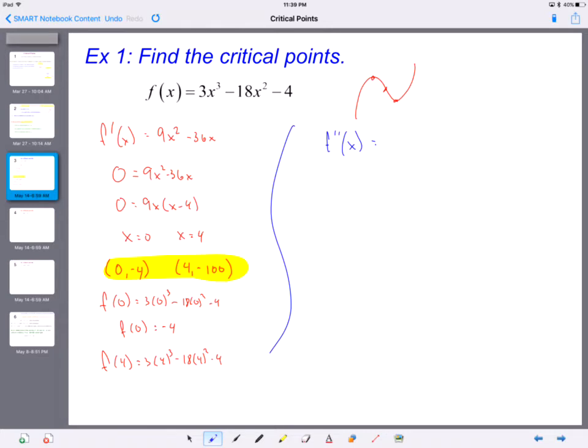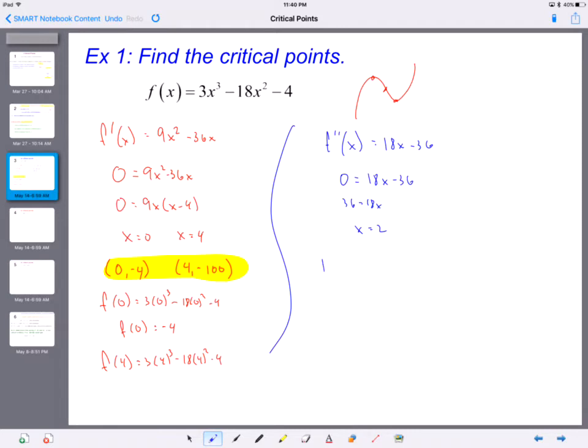And so the first derivative was 9x squared minus 36x. So now find the derivative of that. That would be 18x minus 36. And once again, for the second derivative, we set that value also slope equal to 0. So that's 0 equals 18x minus 36. And when you solve for this, you will get x equals 2.